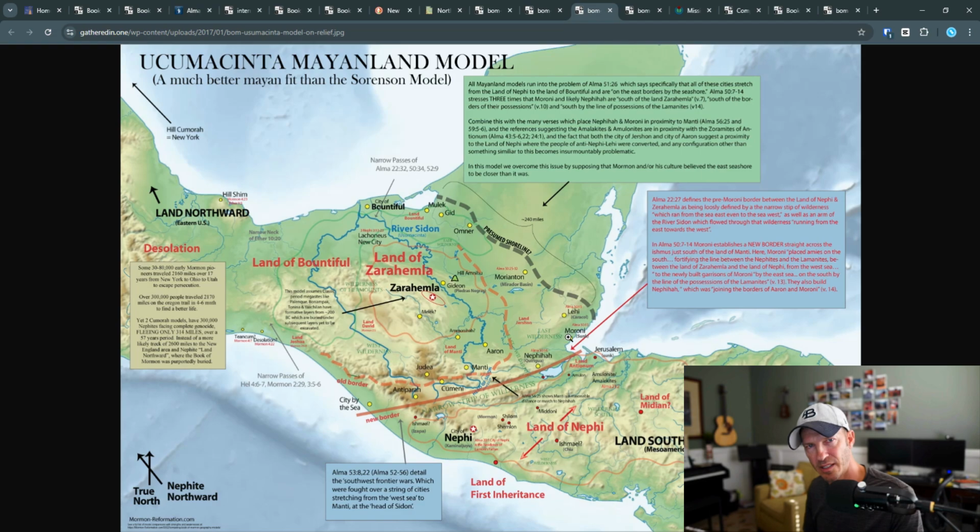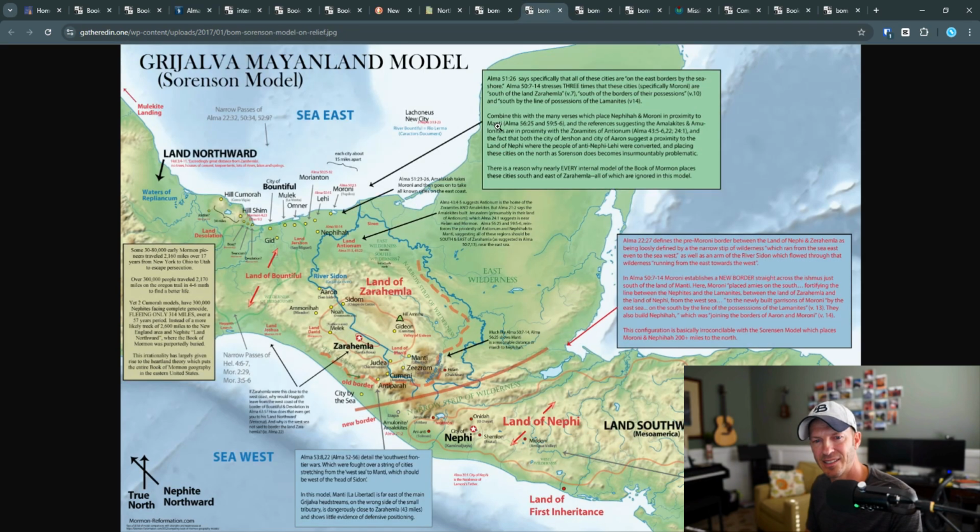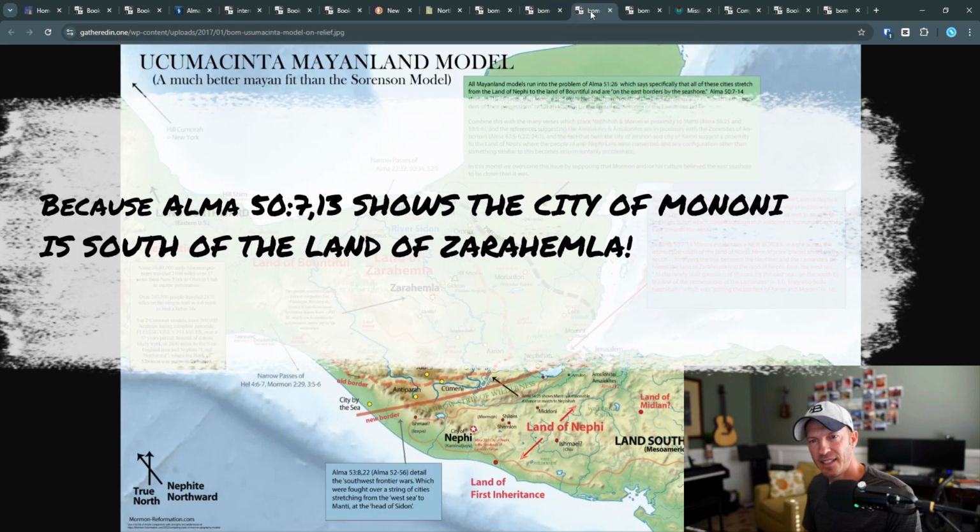Moroni, we know it was on the East Sea, right? And we know it was built as a garrison between the Nephites and the Lamanites to kick out the ones that he kicked out that were wrapping up around his lands. Read it again. It says that clearly. Instead of putting Moroni up here, like the Sorensons do, that absolutely does not work. And then, so even bigger.